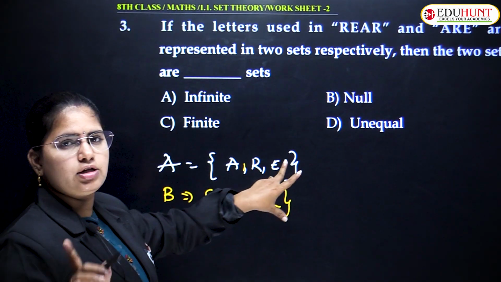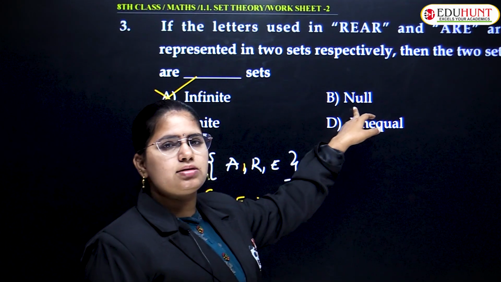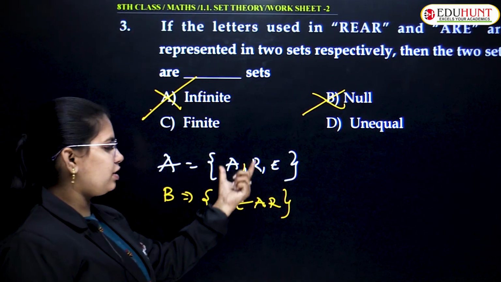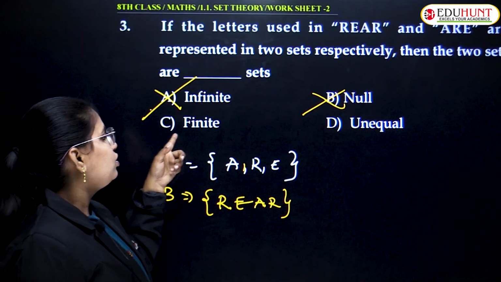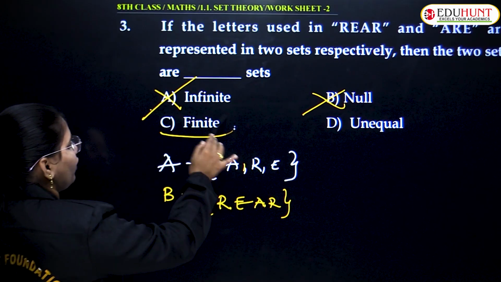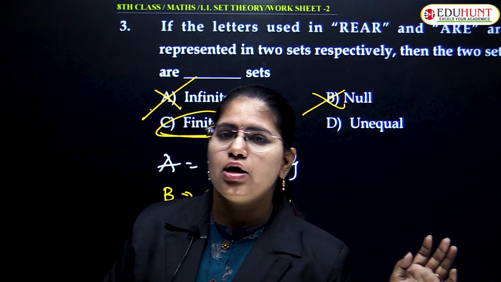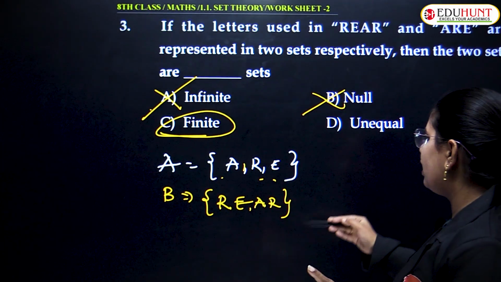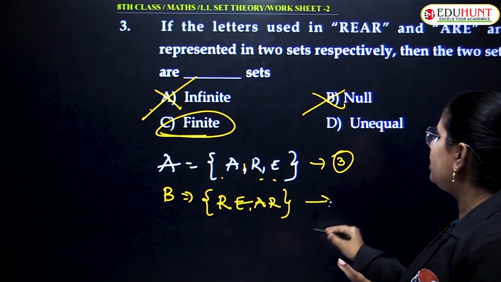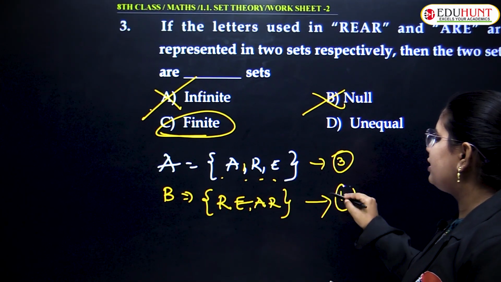Those are not infinite, that is clear. So it is not the first option. Those are not null sets, you have elements in the set. So option B is also deleted. You have elements, right? ARE and REAR. Those are not unequal sets. Alright. And next, if I go with finite, yes, I am able to count. What are the elements? How many elements are there in set A? 3. And how many elements are there in set B? 4. So that means it is finite.